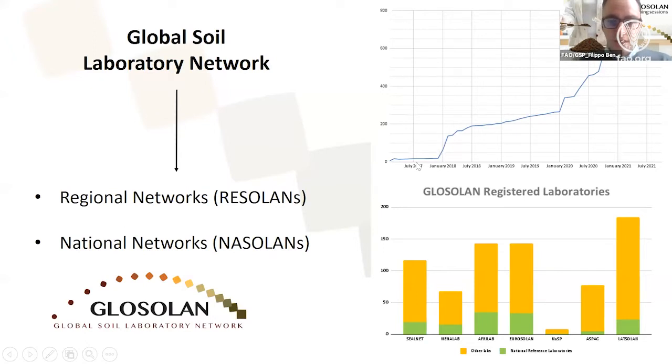GLOSOLAN, as you can see, is increasing a lot and is almost reaching 800 members from all over the world. And you can see in the bottom right corner of the screen the different regional networks and how many members we have from each regional network.